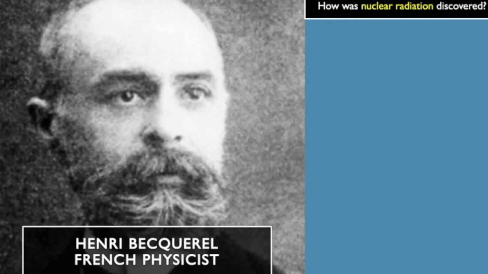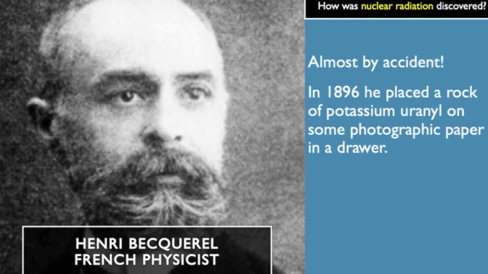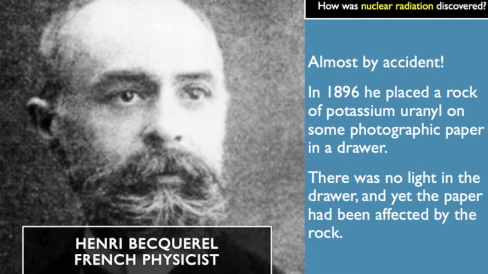So first of all then, let's have a little look at the background. How was nuclear radiation discovered? Well, it was discovered by this man here, Henri Becquerel, who was a French physicist, and it was almost done by accident. In 1896, he placed a rock of potassium uranyl sulfate on some photographic paper in a drawer. There was no light in the drawer, and yet the paper had been affected by the rock.